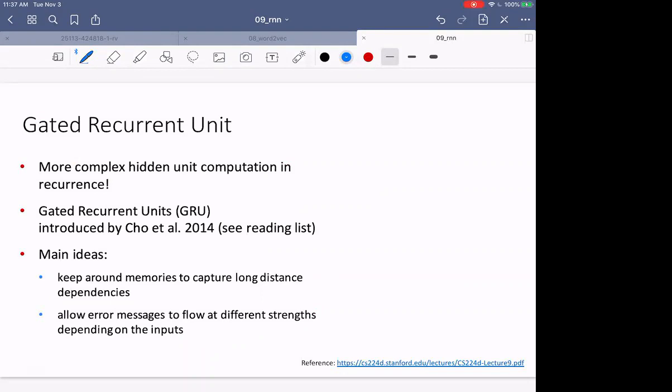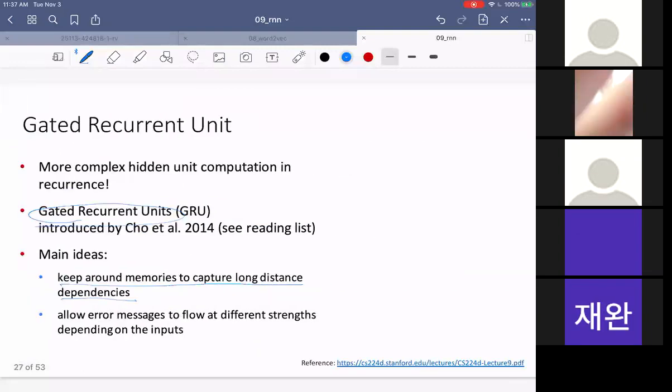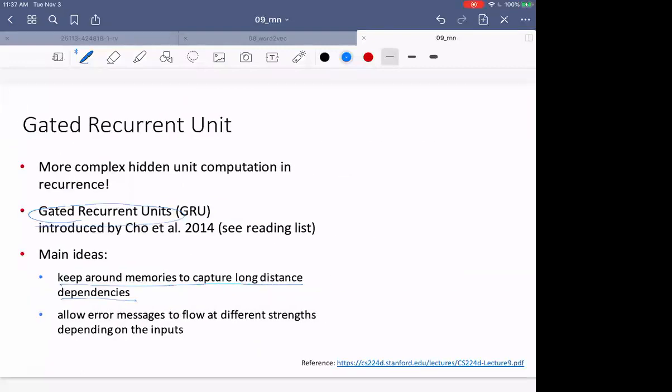So GRU and LSTMs are basically just evolved or advanced RNNs. They have more hidden units, so more components compared to an RNN. There are things called gates, which is why they're called gated recurrent neural networks. The main idea is to keep around memories to capture long-distance dependencies, like this one depends on John, and to allow error messages to flow at different strengths depending on inputs.